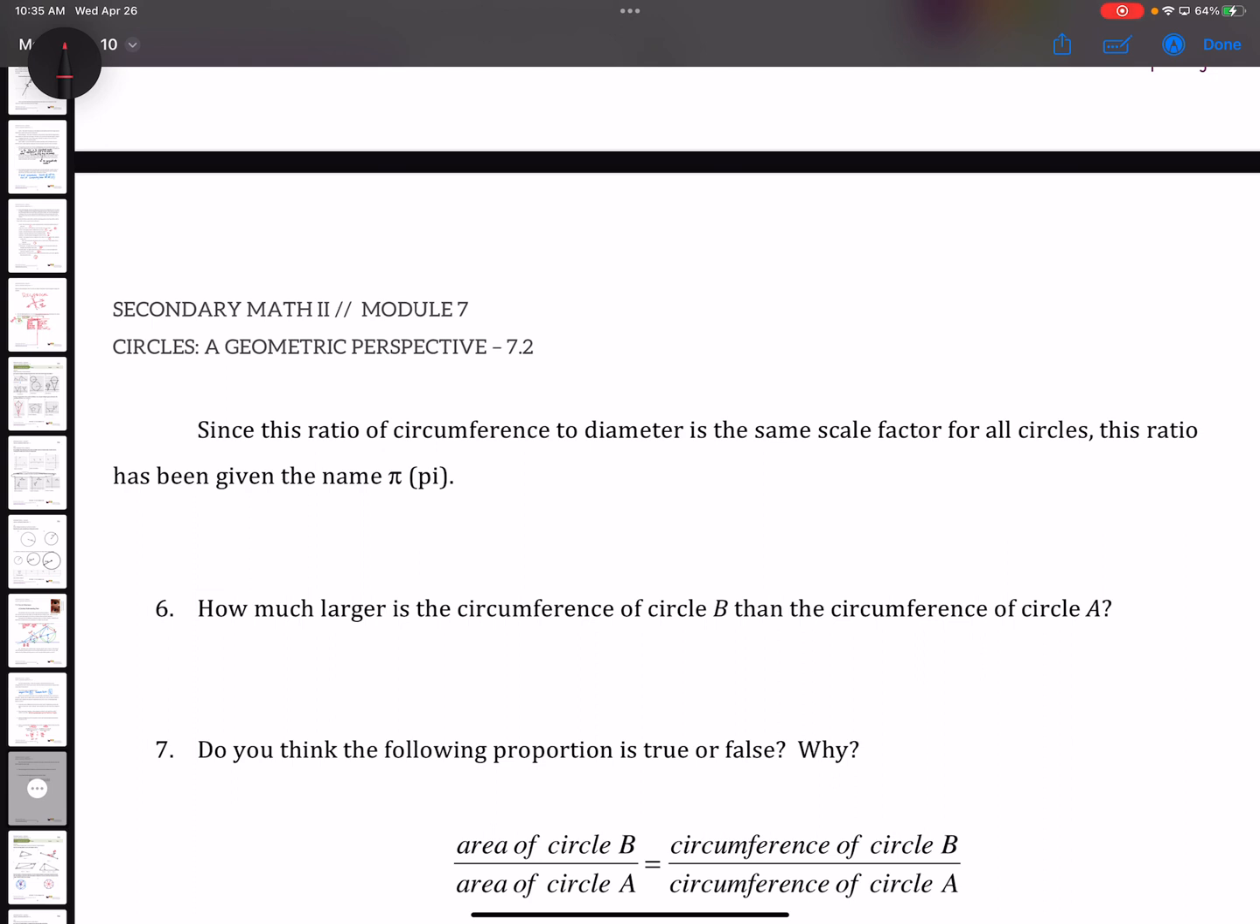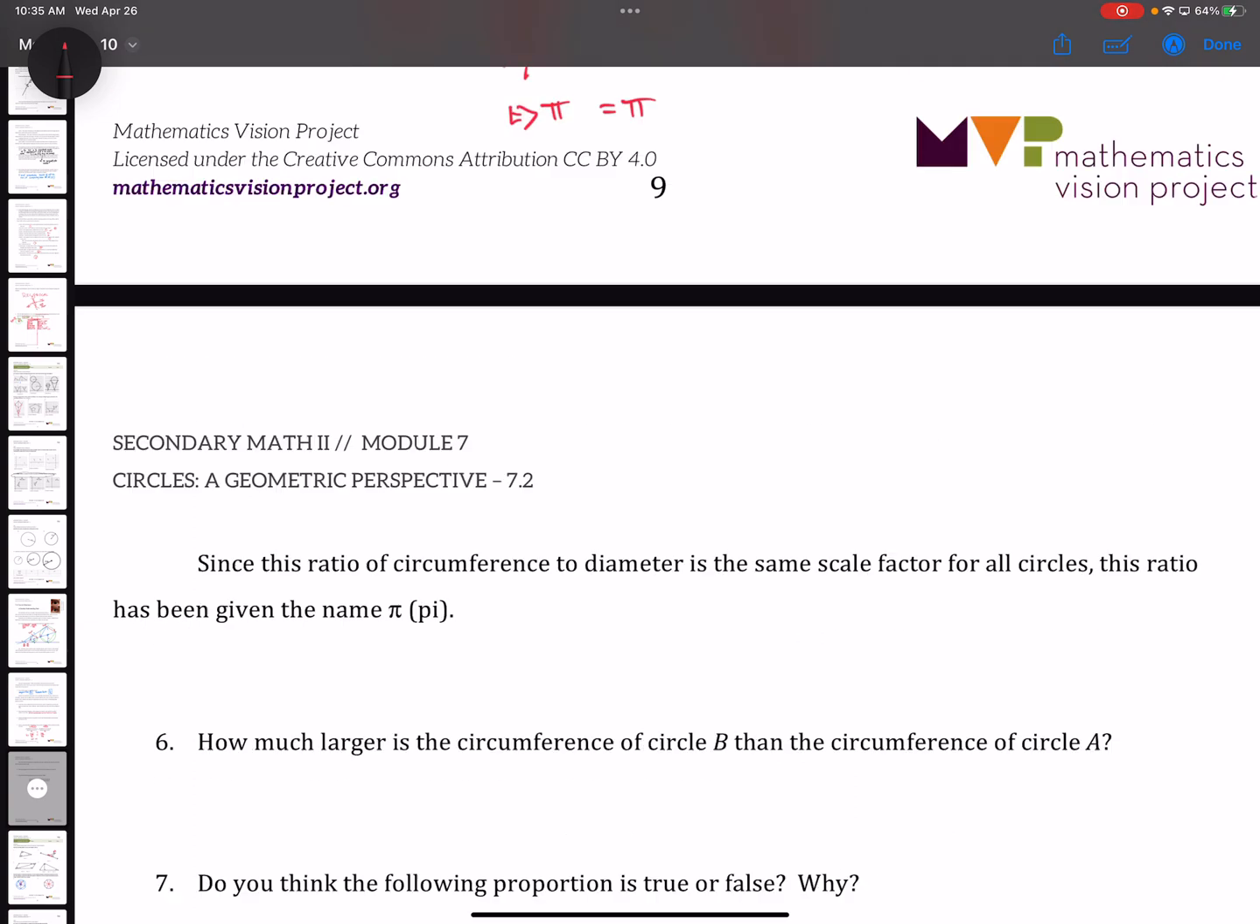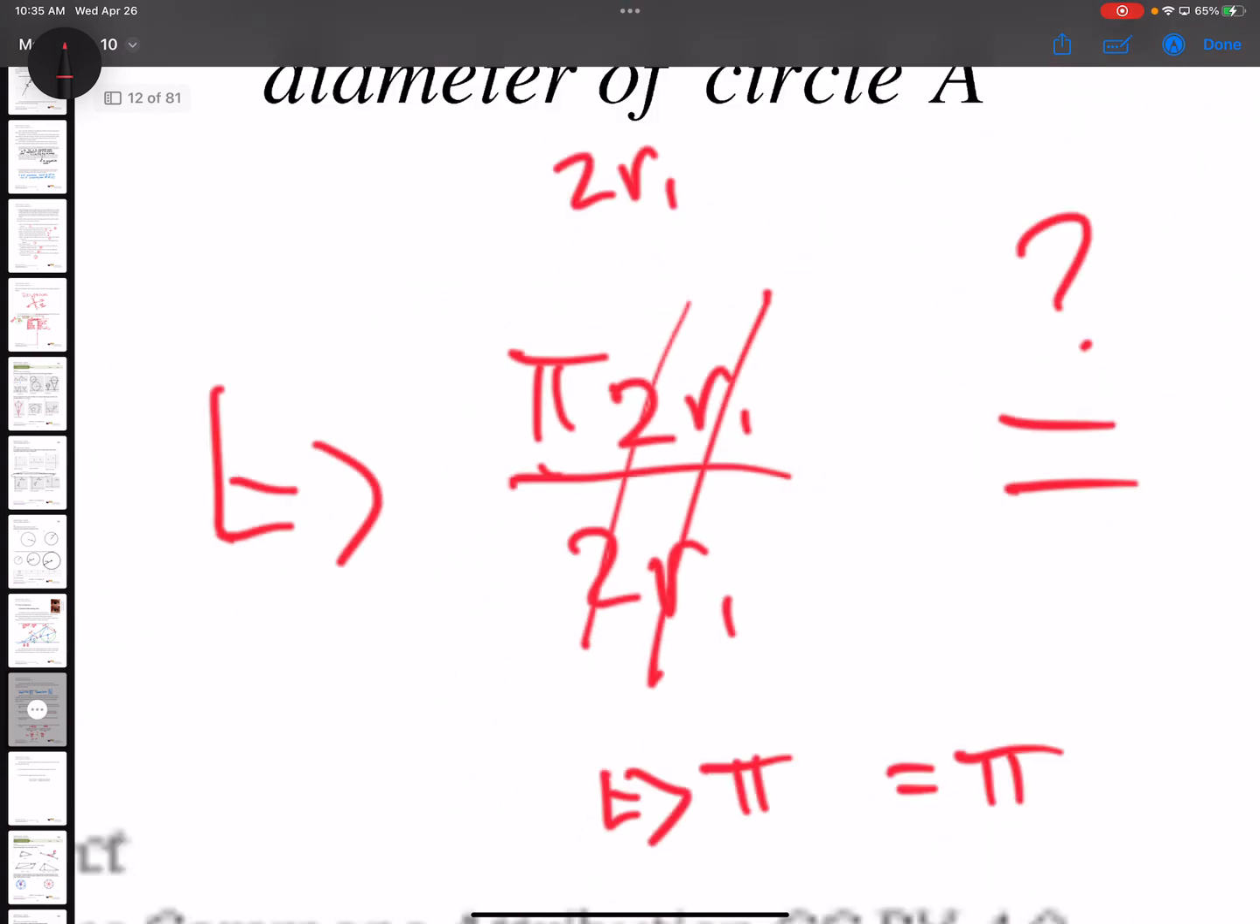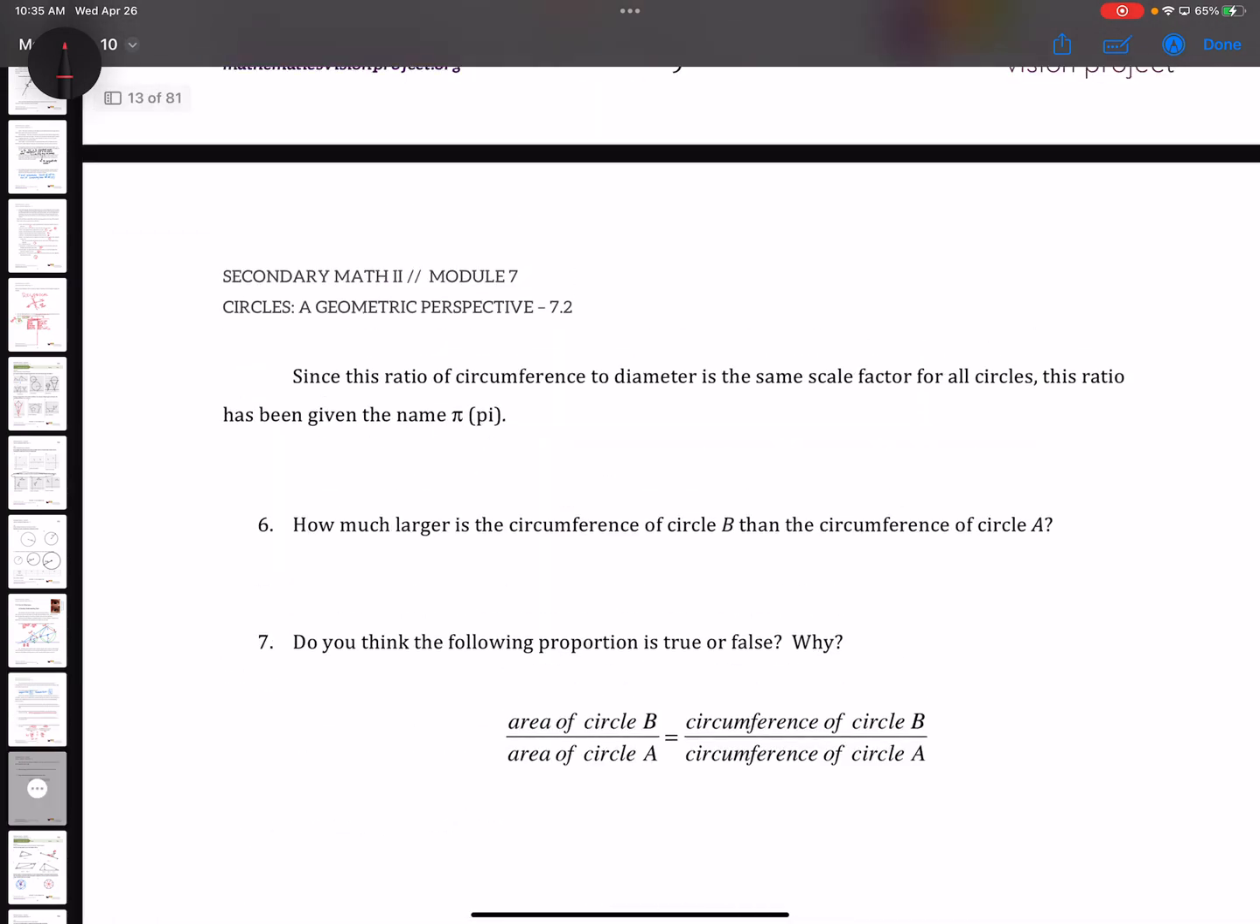Okay, since the ratio of the circumference to diameter of the circle is the same scale factor for all circles, we've named it pi. So because the ratio from the circumference to the diameter is the same for every circle, because all circles are similar, we name that pi. It makes sense because pi is as infinite as a circle is.